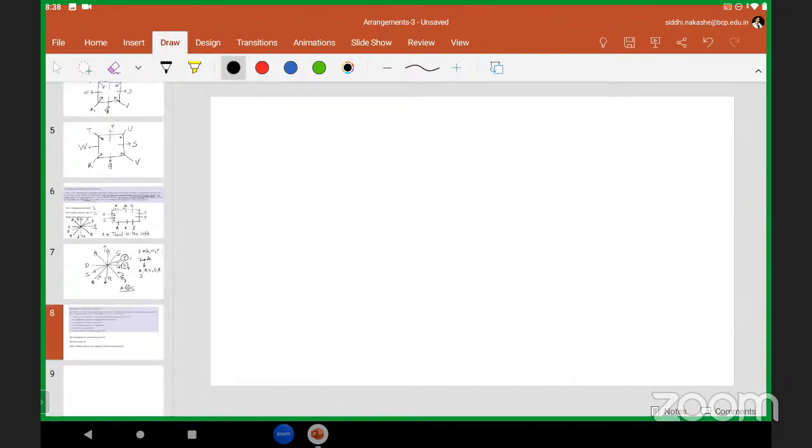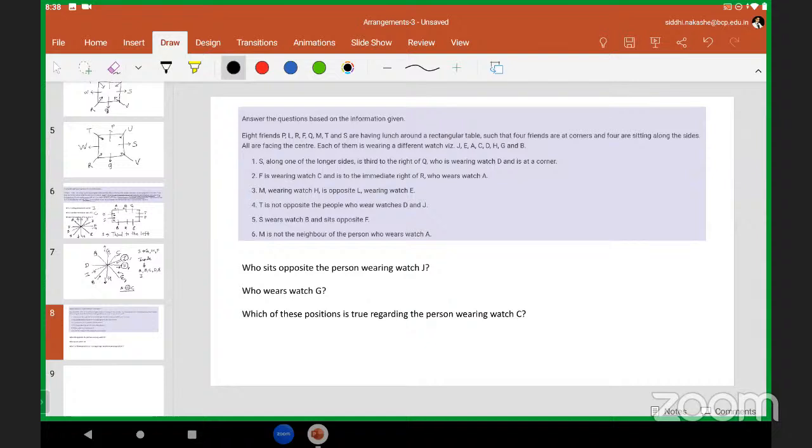So this is the final puzzle. This is again a complex puzzle for a rectangular table with eight people, four on the corners, four on the sides, and all are facing the center. So there is no one facing outside. But in this question, there is one more condition: people are wearing different watches. So now we have to first arrange the people and also arrange the watches as per the people sitting at that rectangular table. Give 5 minutes and we'll continue.